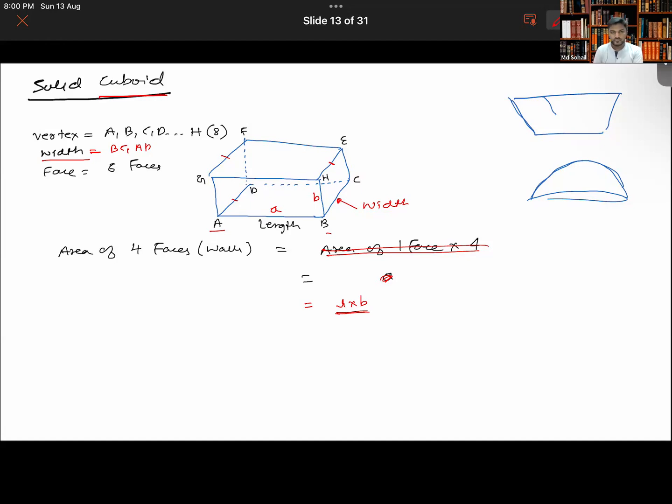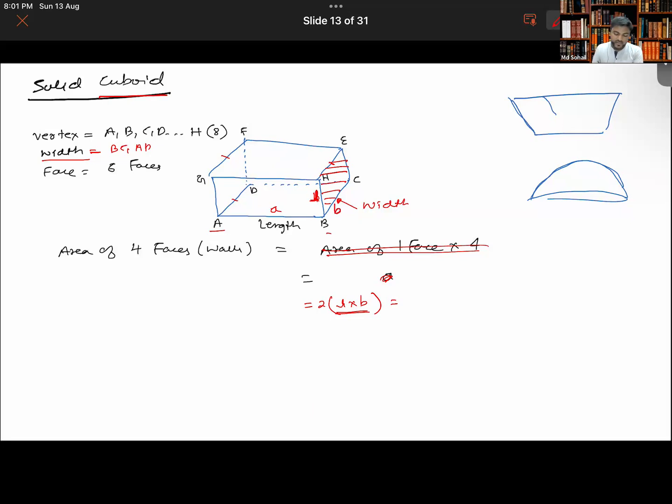We are coming at the formula, but let's talk about its derivation. The area of the front face, that is ABHG, is length into breadth, and there are 2 such faces, one at the front side and one at the back side. So we will multiply it by 2. Now look at the front one. Here you will look at the height also.